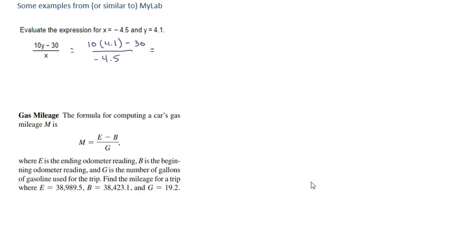So the hardest part of this is the order of operations. So you just need to make sure and do it properly. 10 times 4.1 is 41 minus 30 over negative 4.5. And that is going to be 11 over negative 4.5, which should give you negative 2.44444. It goes on forever. And so what you want to do is, if it asks you to round it, then you want to round it to whichever place it says. If it doesn't ask you to round it, you can write it as negative 2.4 with a line over the 4.